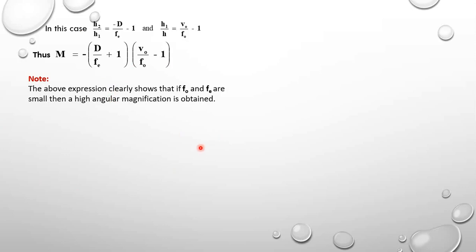Let's look at compound microscope with the final image at infinity. This was when the final image is at a near point. But now I want to see when the final image is at infinity. The objective still is going to form a real inverted image of an object, but this time round it's going to be at the principal focus of the eyepiece.